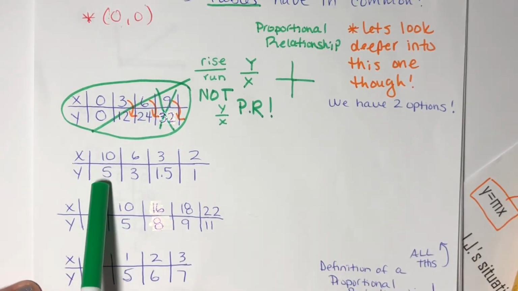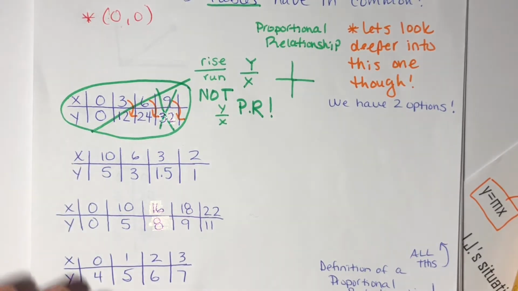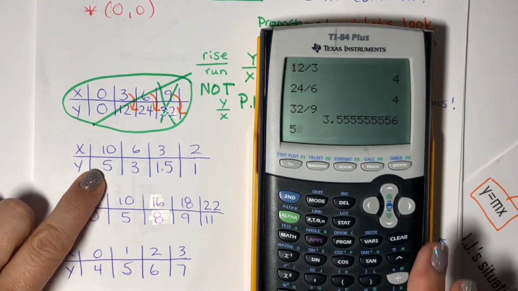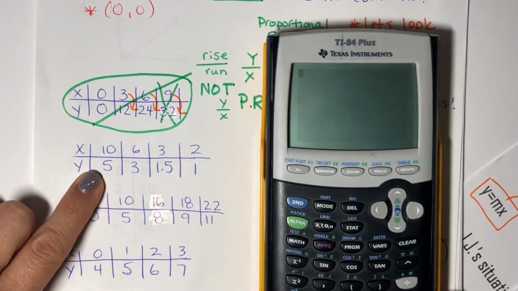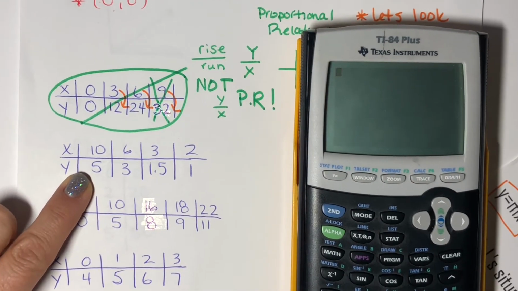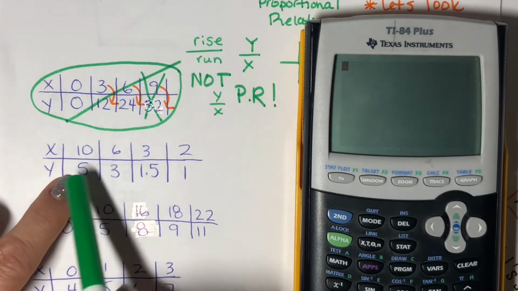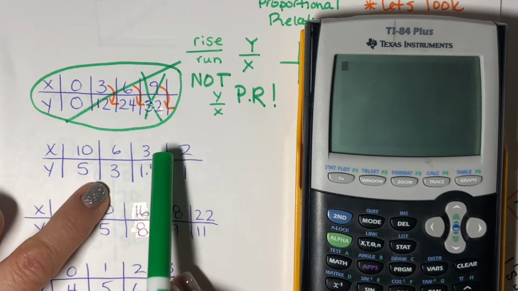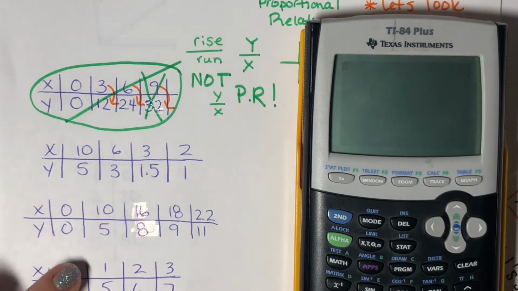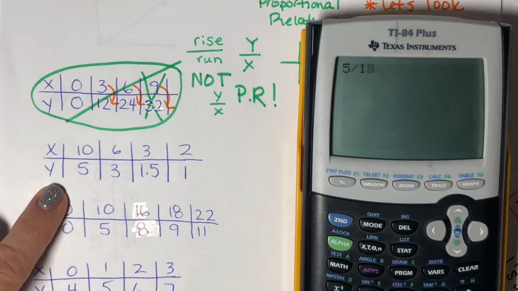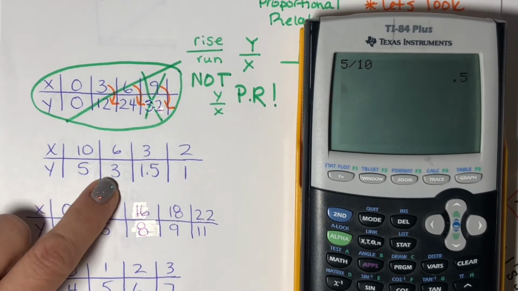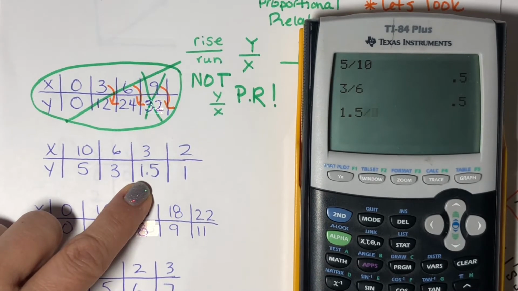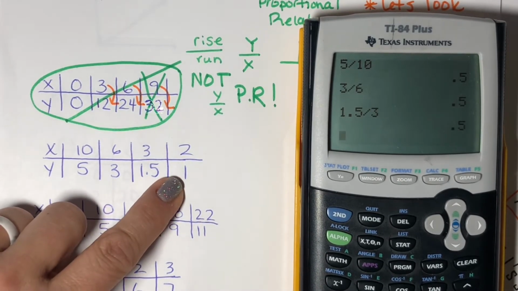I don't even see the point 0, 0 anywhere, but that doesn't mean to count it out. It just might mean it's backwards somewhere. So let's take all of our y values and divide them by all of our x values. I can really tell by looking at this one, because 5 is half of 10, 3 is half of 6, 1.5 is half of 3, and 1 is half of 2. But let me show you 5 divided by 10, because this is the process I want you to get used to. 3 divided by 6, you're going to get 0.5 for all of them. 1.5 divided by 3, and 1 divided by 2.